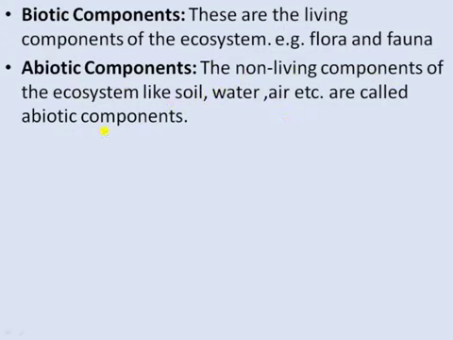Biotic components vary in their shape, size, form, and method of obtaining food. On the basis of how they obtain food, biotic components can be classified as producers (autotrophs), consumers, and heterotrophs. On the other hand, abiotic components, the non-living components of the ecosystem, are air, water, soil, temperature, and light. Biotic and abiotic components are interdependent on each other.